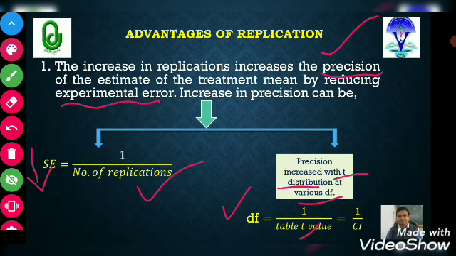And another one is that degree of freedom is also inversely proportional to the confidence interval. How will degree of freedom increase? If we are increasing the number of replications. So if degree of freedom increases, the confidence interval will be reduced and thereby the experiment will be more sensitive and small changes can also be detected. There will be a reduction in experimental error. So this is how the replication of treatment works for the betterment of design of experiment.